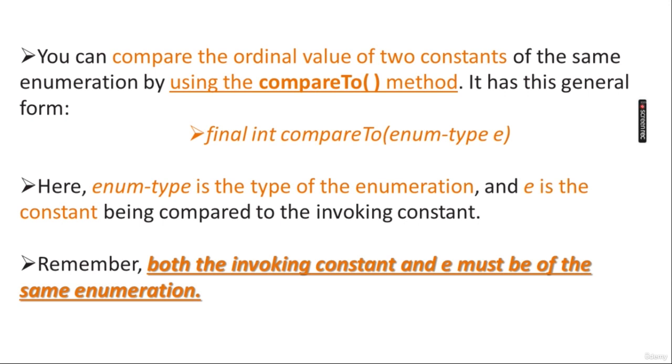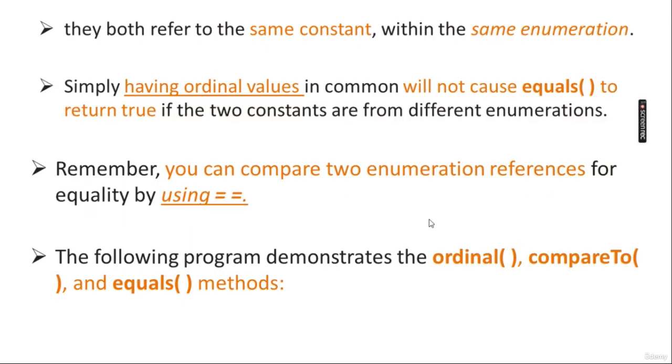Okay, sorry, I made a mistake. So both the invoking constant and the passed parameter will be of the same enum. There will not be a different enumeration. You have to pass it as the same. They both refer to the same constant within the same enumeration. Simply having ordinal values in common will not cause equals to return true if the two constants are from different enumerations. You can compare two enumeration references by using equals.